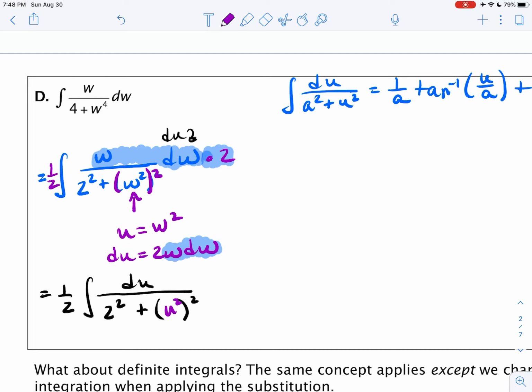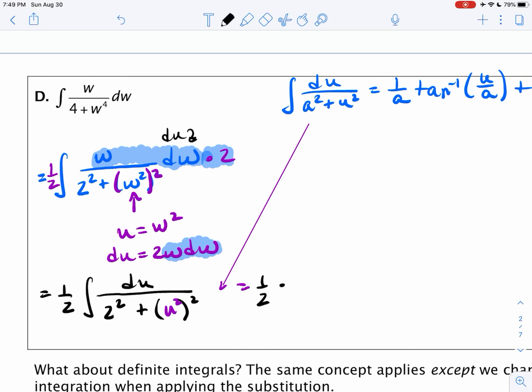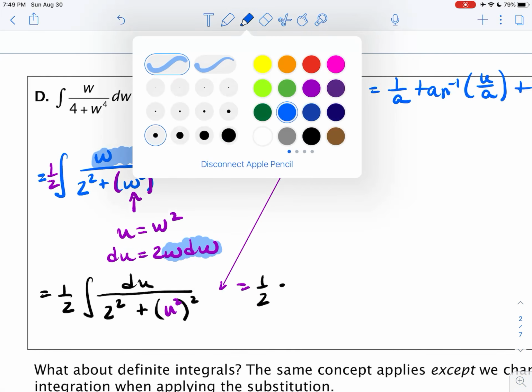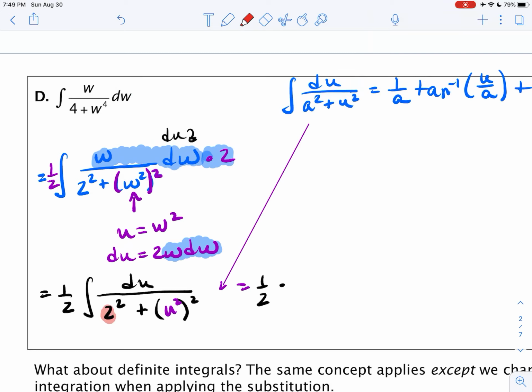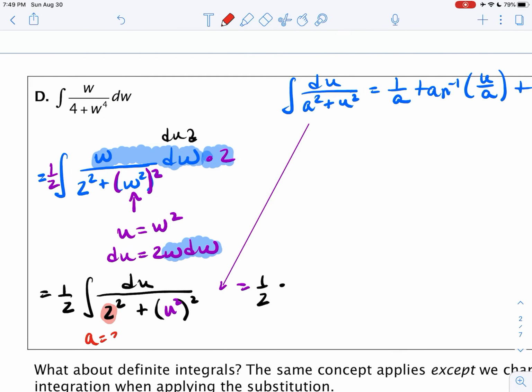And that helps me with my direct methods, and I'm going to employ that here. And this is going to equal, and I still have my 1/2. And I do see that my a is going to equal 2.